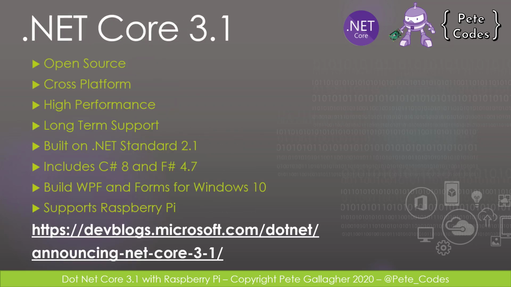And so we're on .NET Core 3.1 at the moment. As I said, it's open source and cross-platform. It's highly performant, and .NET Core 3.1 is an LTS release, and so support's going to be around for a long time. So this is production-ready stuff. As you saw in the previous table, it's built on .NET Standard 2.1, and this is the only place where you're going to be able to get C# 8 as well. It's now got WPF and Windows 10 support baked in too, and so you can create WPF apps for Windows using .NET Core 3.1. Importantly for us, it also supports the Raspberry Pi.